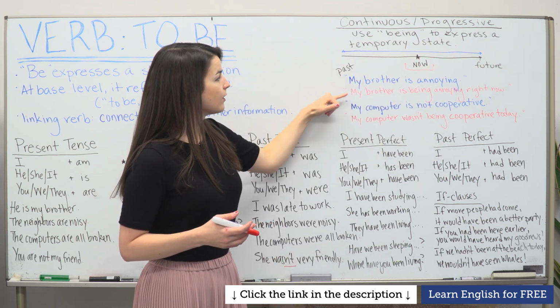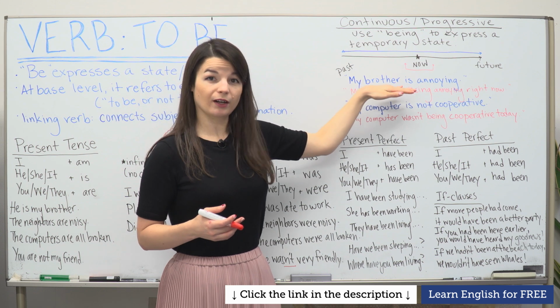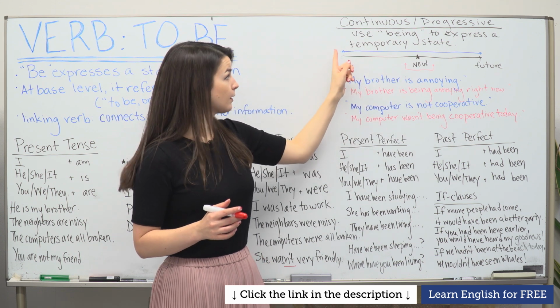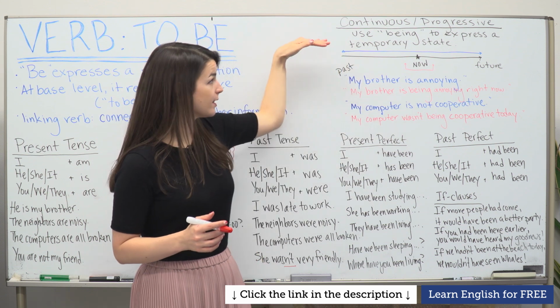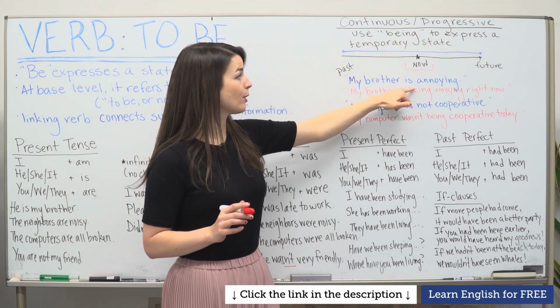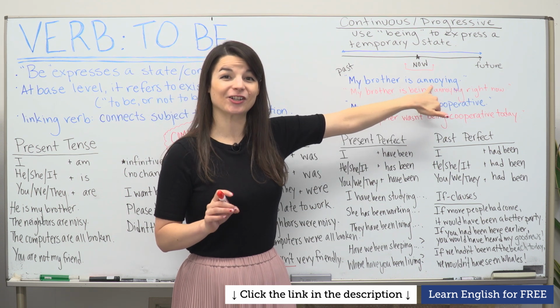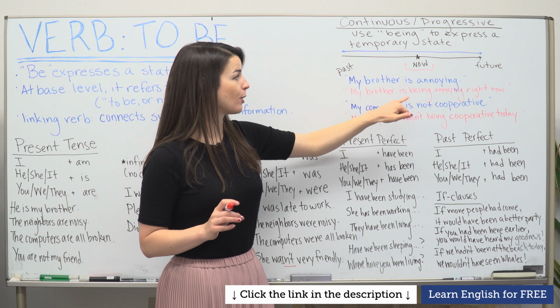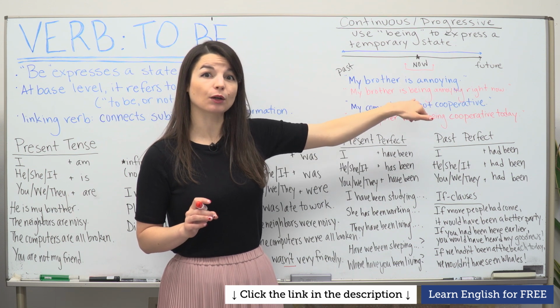So let's look at these two example sentences. My brother is annoying. My brother's not really annoying. My brother is annoying is a present tense sentence. So this is a general fact, for example. A general fact, always true. My brother is annoying. I have an adjective here. My brother is annoying. However, in this sentence, my brother is being annoying right now.